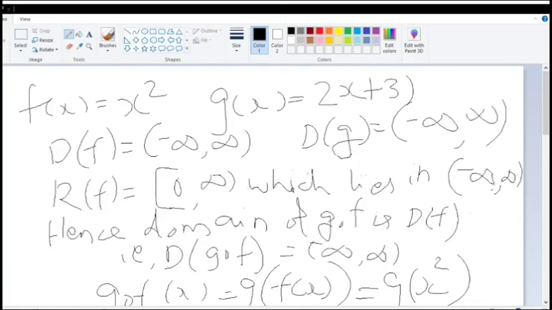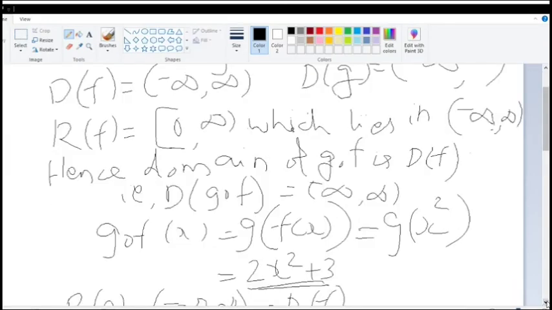Domain of f is equal to the set of all possible values for x, which is minus infinity to infinity. Similarly, domain of g is minus infinity to infinity. Range of f, whose value is x square, is the closed interval 0 to infinity, which lies in minus infinity to infinity. Hence, domain of g composite f is domain of f, which is minus infinity to infinity.